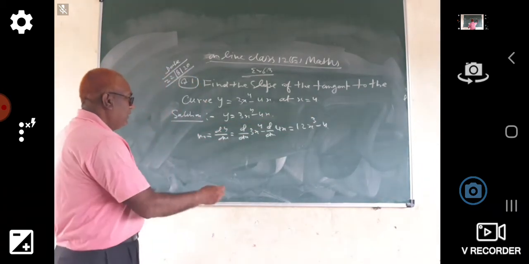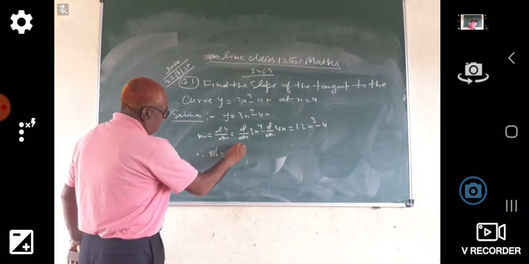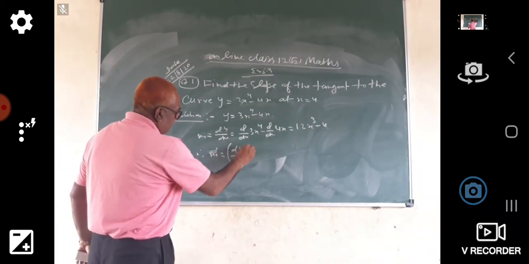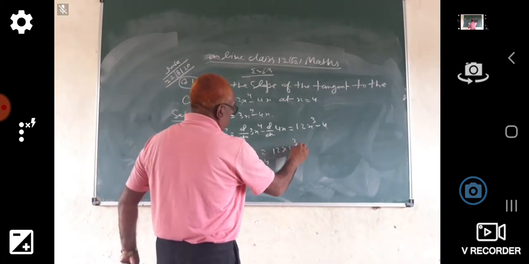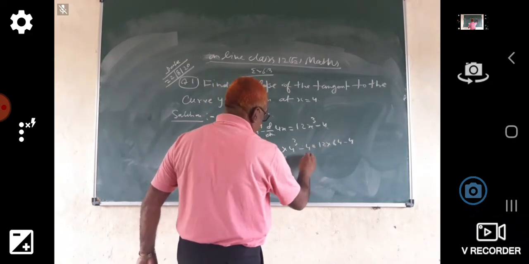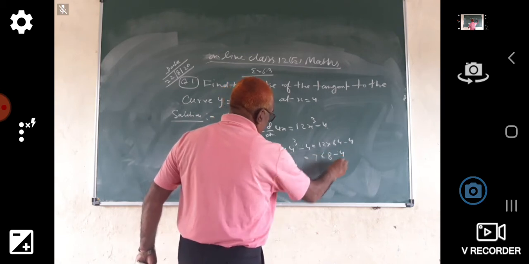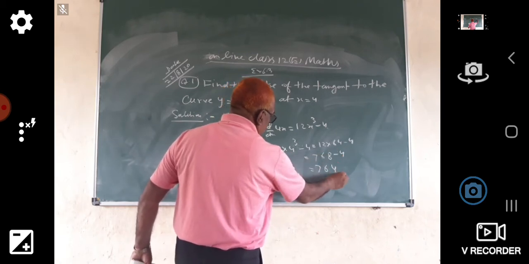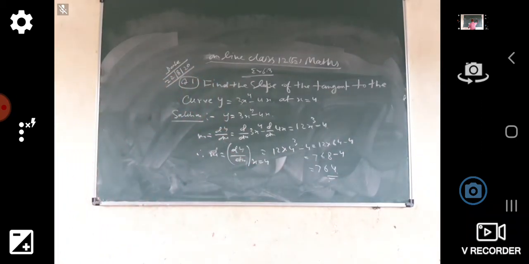So now putting x = 4, we have m = dy/dx at x = 4, which is equal to 12 into 4 cube minus 4. 12 into 64 minus 4 is equal to 768 minus 4, which is 764. So this is your answer. So question number first is this.